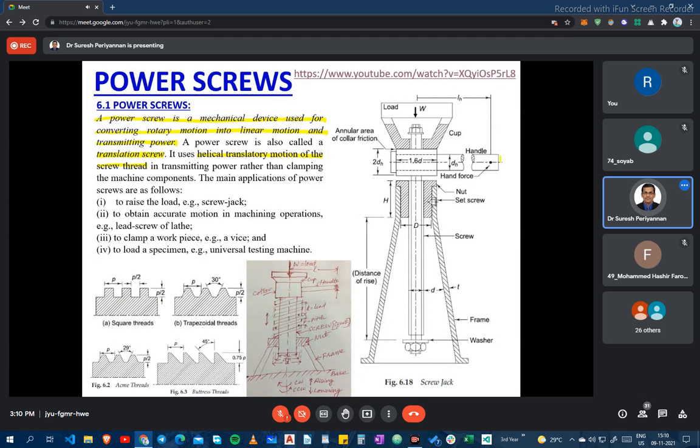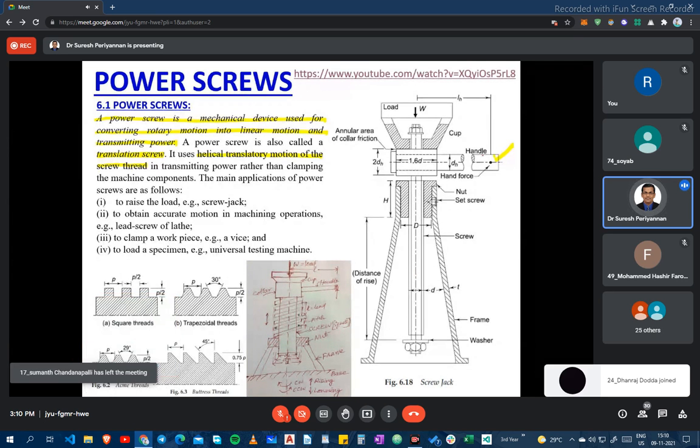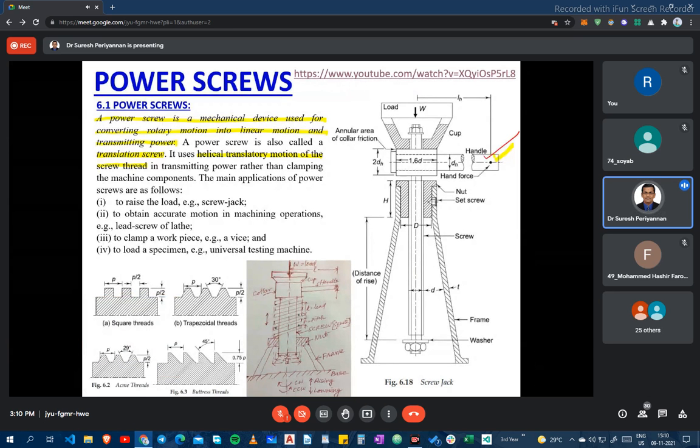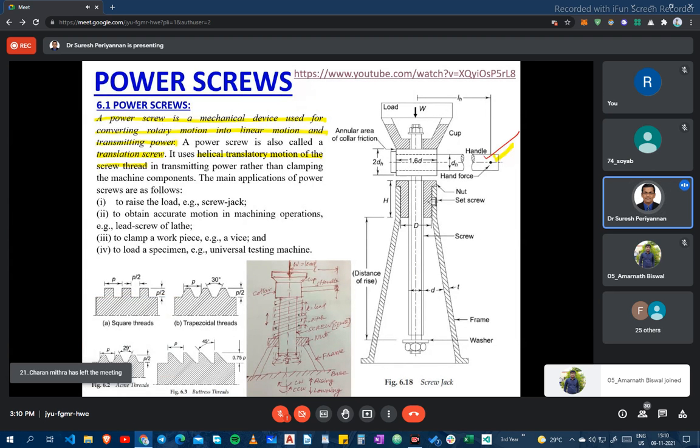For example, with this handle we are rotating the nut and the screw moves up and down. We apply the rotary motion here, and that rotary motion is converted into linear motion for lifting vehicles or lifting components. Here we are not clamping the components, we are lifting the component. Okay, that's what we are using.